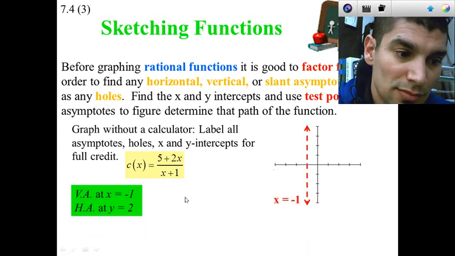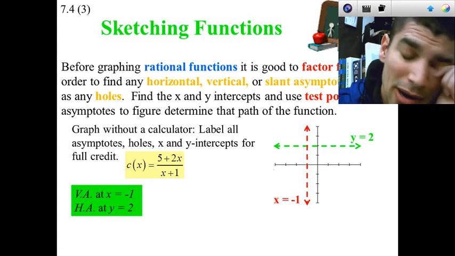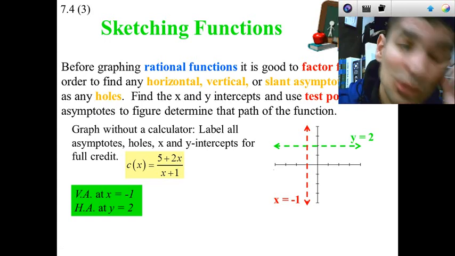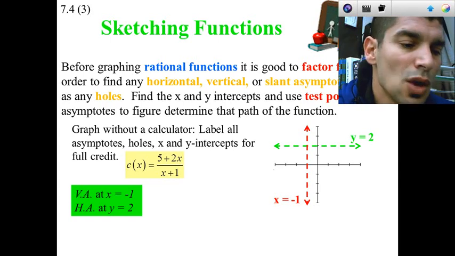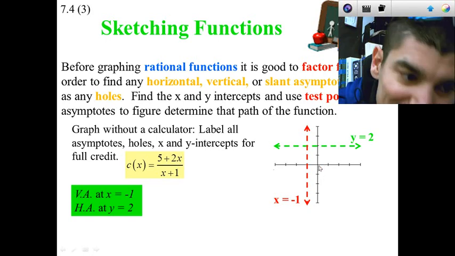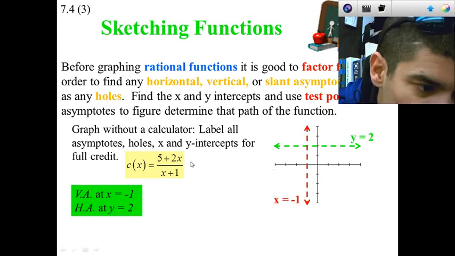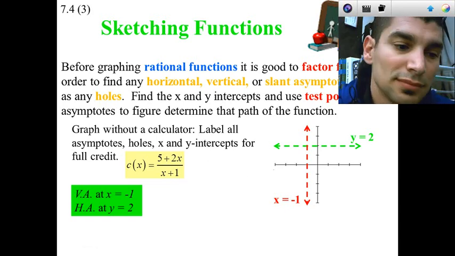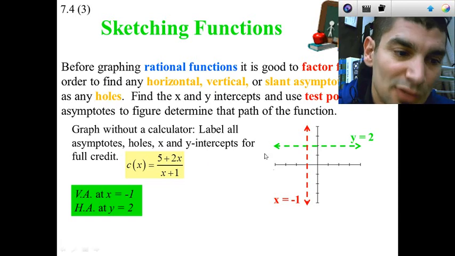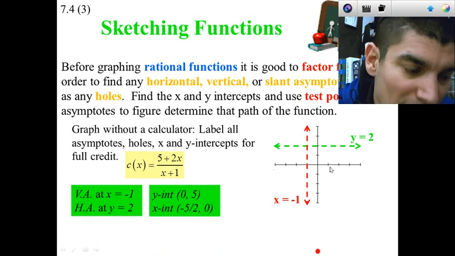Now at this point, this is where I like to do the test point. I like to figure out where anything could be. And the easiest thing to plug in is 0. See how x is 0 here? Let's plug that in. 0, 0, and I get that at x is 0, what is y going to be? 5. 0, 5. So I'm just going to put a point at 0, 5. There's my test point here. And 0, 5. Guess what that is? That's the y-intercept. I know that for sure.